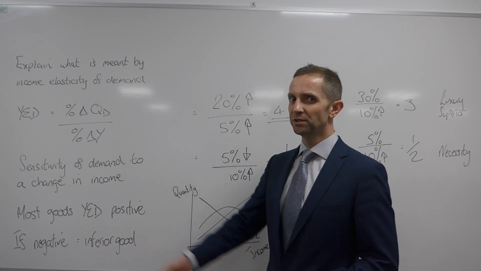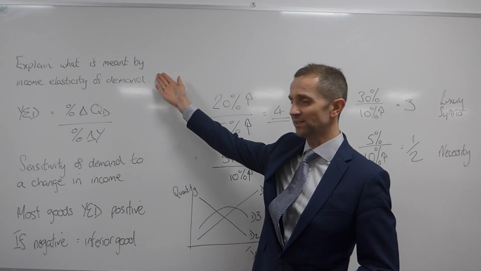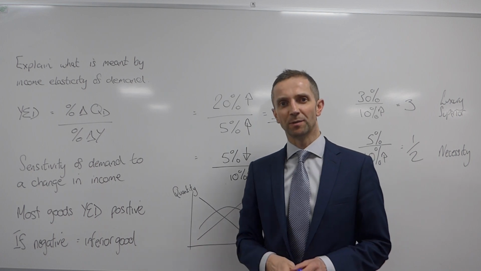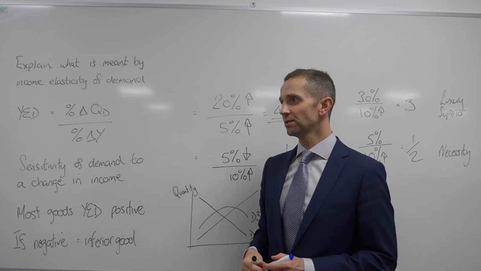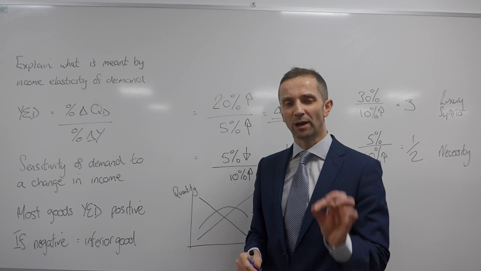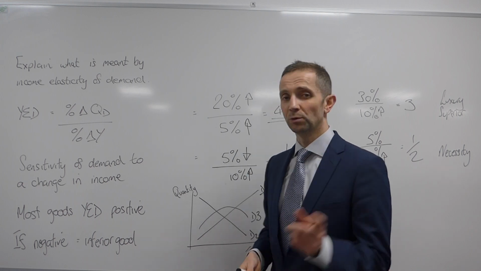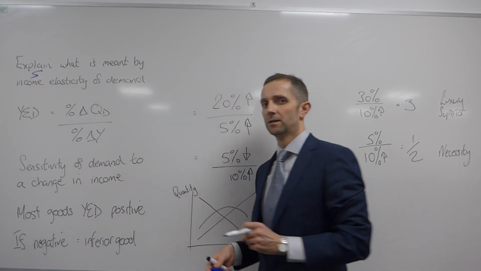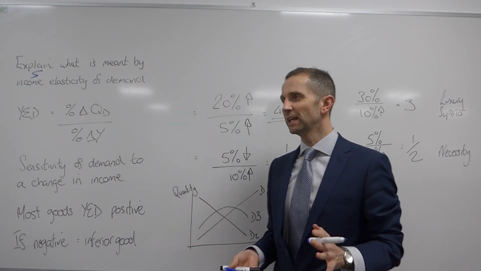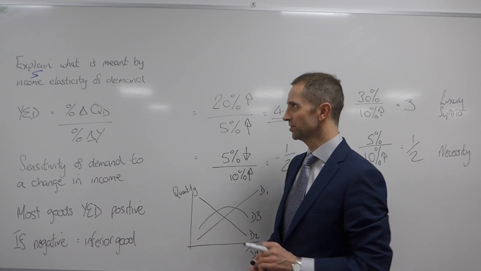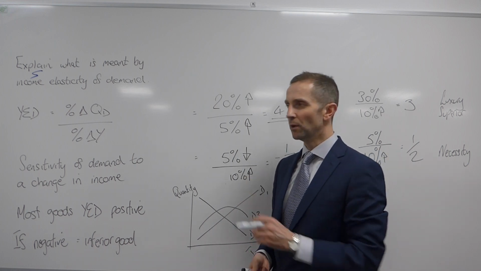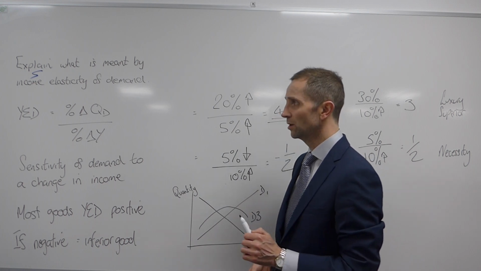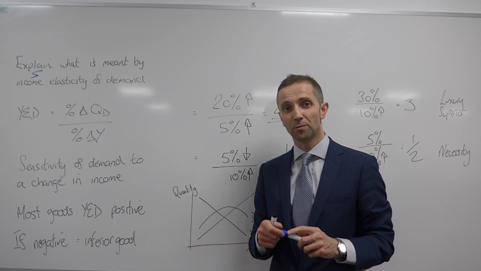Today we are looking at the next section of the OCR A-level specification, and in particular this criterion, which is explain what is meant by income elasticity of demand. This follows on in the series. Last video we were looking at price elasticity of demand. The keyword in the criterion is obviously explain. Remember, explain really is a light touch understanding, although this is a little bit more in depth than that. Let's get straight to it and explain what we mean by income elasticity of demand.